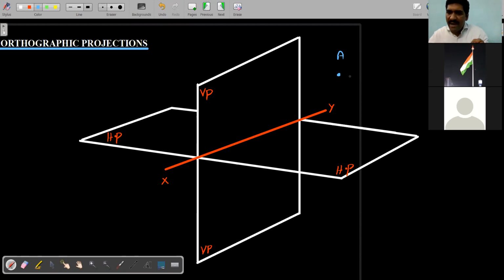So I am starting with the point A, which is at some distance above the horizontal plane.